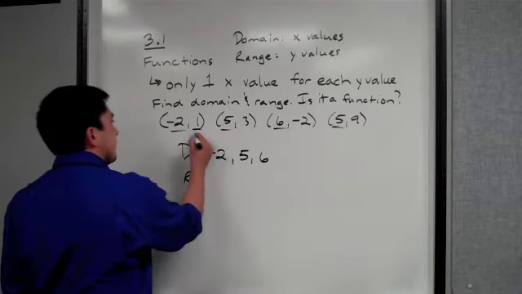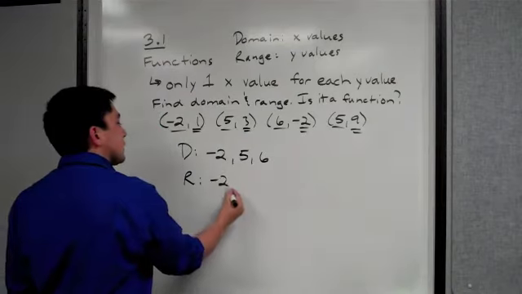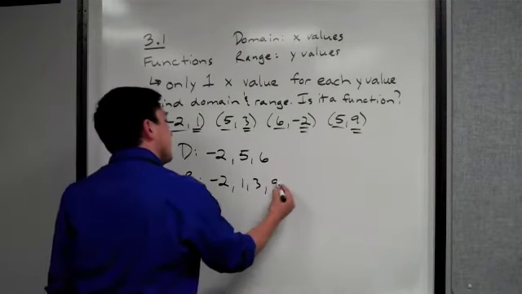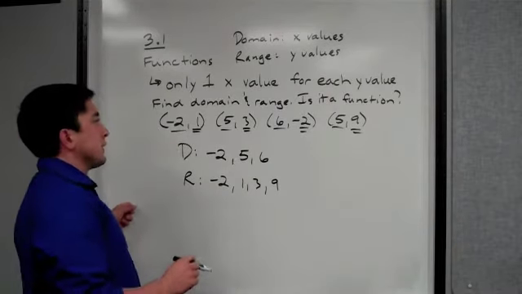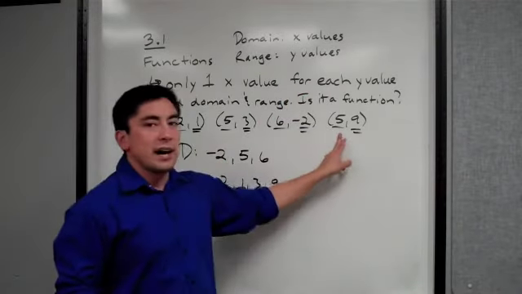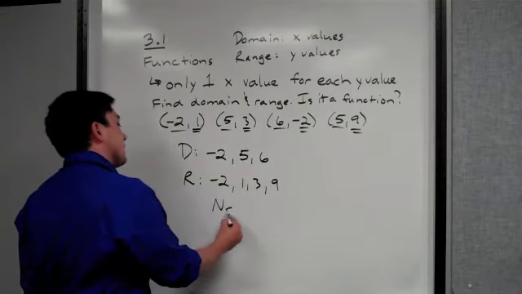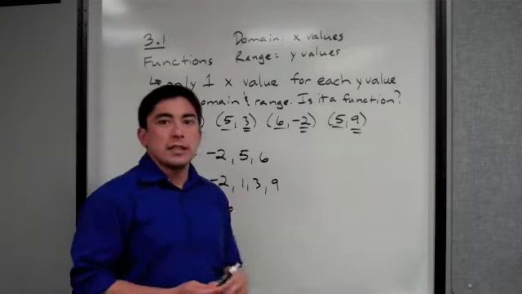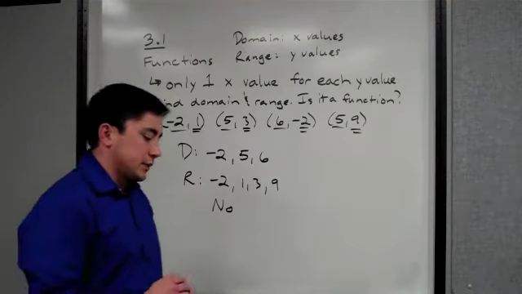My range, I'm going to take my y values. I have -2 as my smallest one. Then I have 1, 3, and 9. Now, this is a proper way to state domain, range, and it also says, is it a function? Notice here we have two 5s in the x position. If that's the case, this is not a function. No. Is it a function? No, because there are two 5s in the x position. Okay? So again, you cannot have repeating x values.